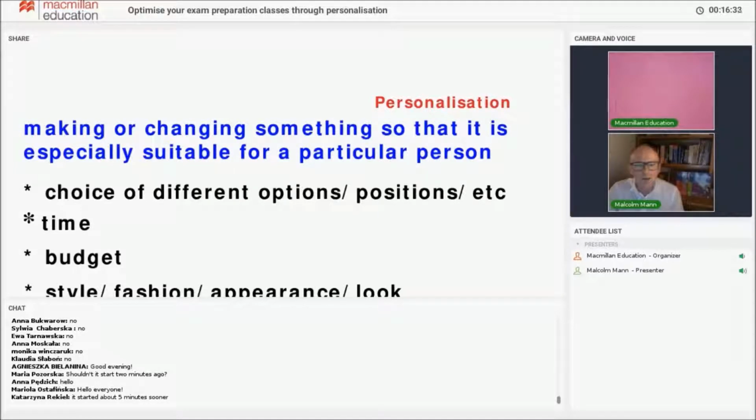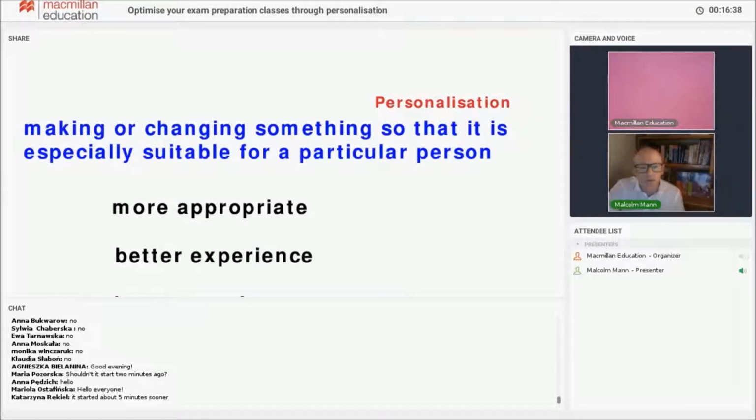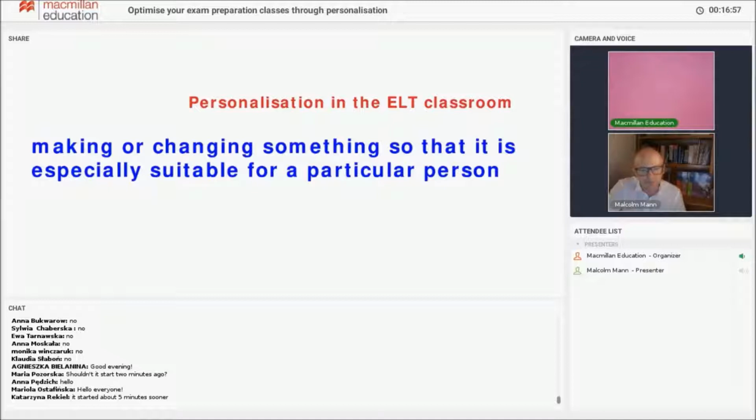So that's in the real world, personalization. We can personalize things in a number of different ways. Whatever we're doing it to make something, I think, more appropriate, to give us a better experience, to give us better results, to give us greater satisfaction. That's generally, I think, why we personalize things.